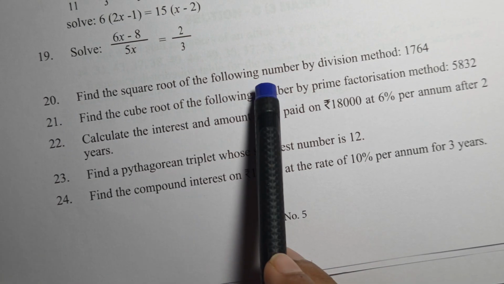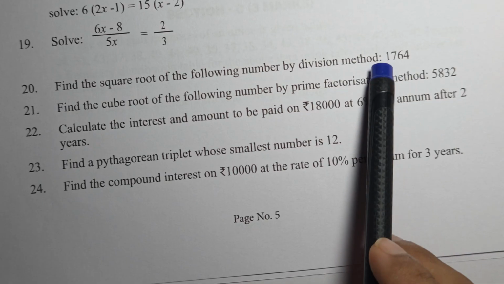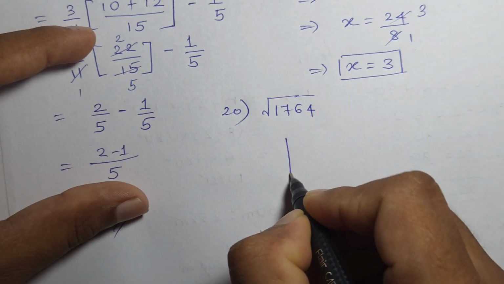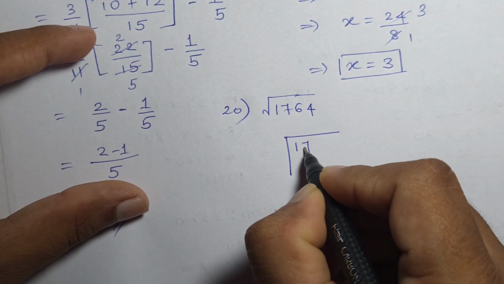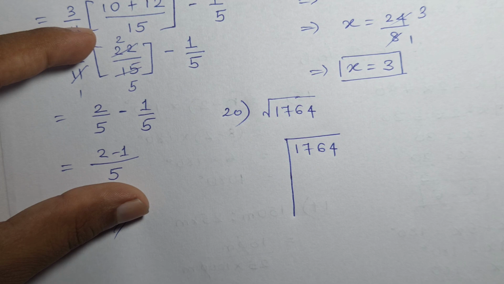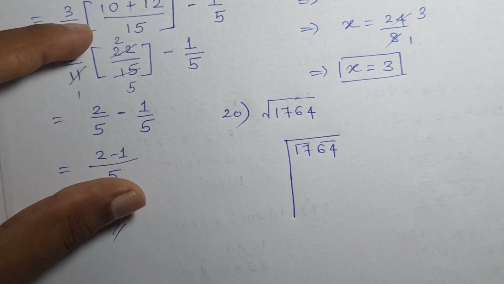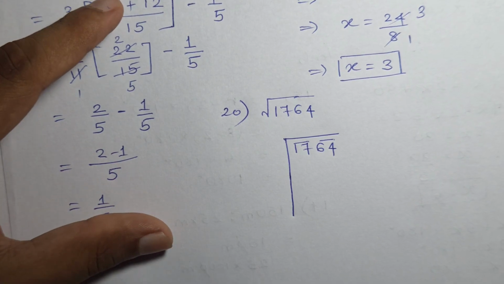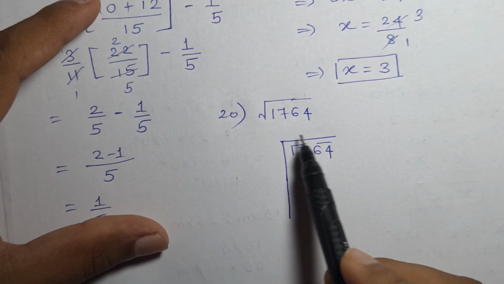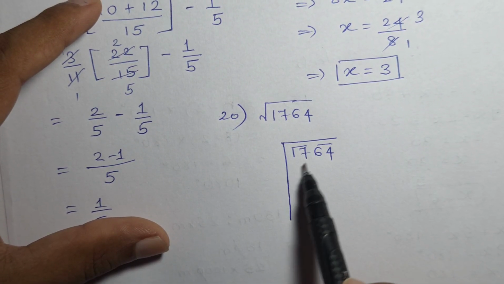Find the square root of the following number by division method. Okay, you have to solve this by division method. This particular problem carries 2 marks. So by division method, 1764. Now to do this, what is the first step? I need to pair this up. So I've paired this up. Now you need to recall all the possible square numbers which are either this number or less than this number, close square number to this.